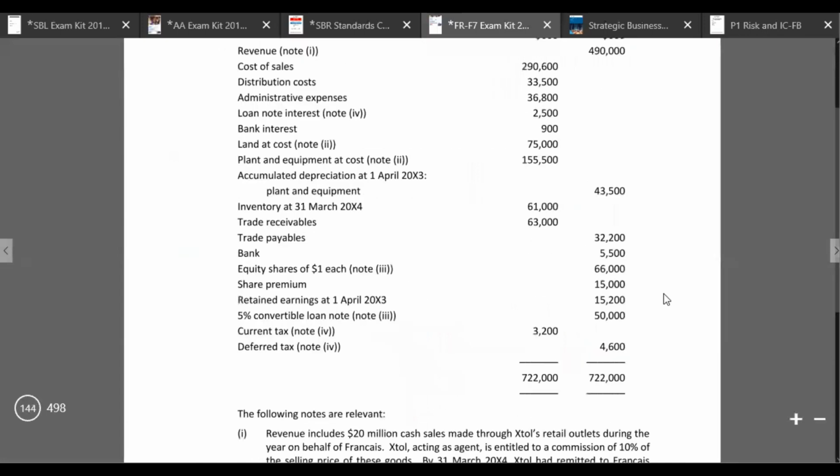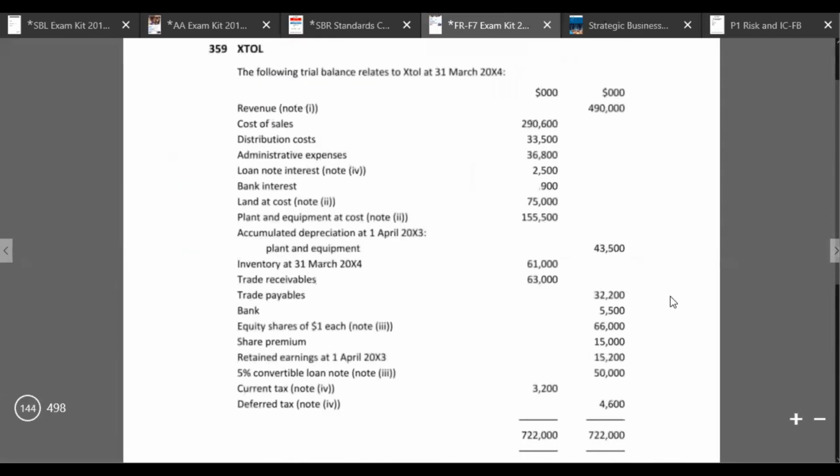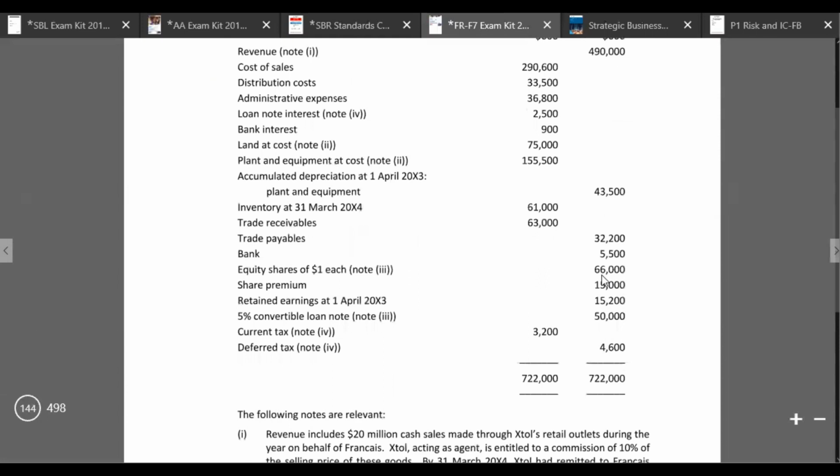Then again, you have one more thing. Yeah. This is Toll question 359. This is the last example I'm doing. Toll 359. And then there you go. Here is a 5% convertible loan note. And 50,000 is the balance, and the working is number 3.